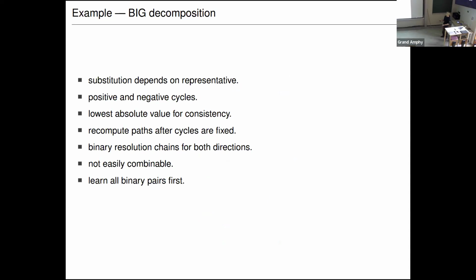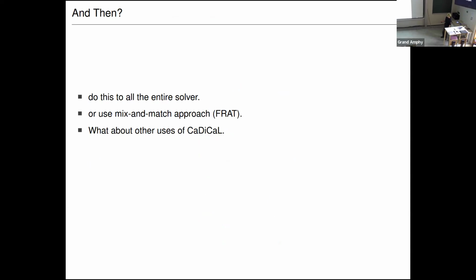So I think I mentioned all of this. And what then? Well, I only showed you two examples, so you do this kind of thing to all of the reasoning steps of the solver. You can also use mix and match approaches, like VeryPB supports having RUP steps and other lines interleaved. There's also an approach for SAT where you can do this, and I think Crypto MiniSat supports this format.